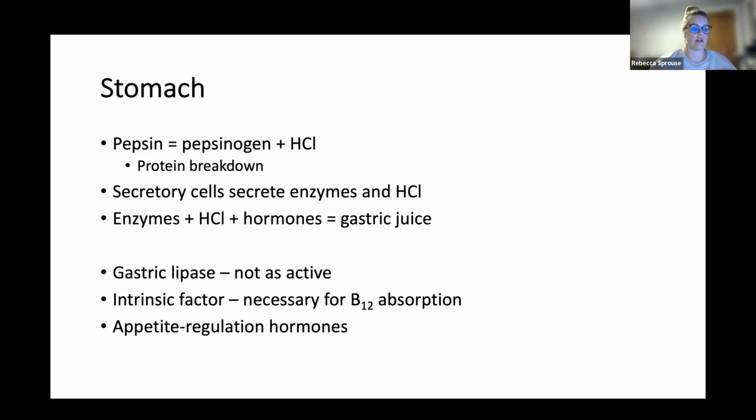Intrinsic factor is very important for B12 absorption. B12 is necessary for red blood cell function. And then also there are some appetite regulating hormones, ghrelin, leptin, things like that. That I believe is all in the nutrition and metabolism chapter that we will not be touching on in this class, but that chapter is available for you if you're interested in those types of topics.